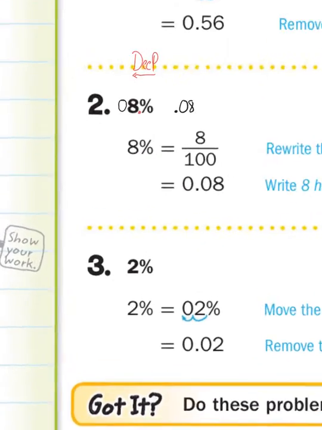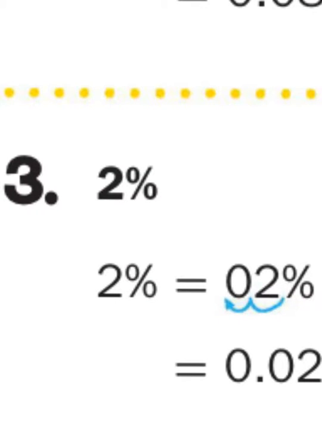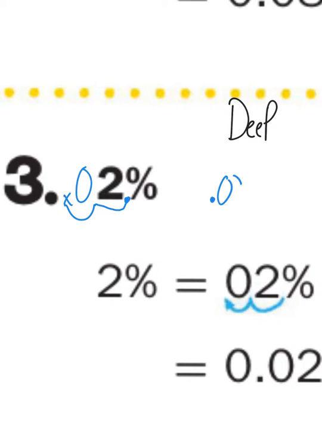Okay, and then I'll show you one more. Example 3, 2%. Remember DEEP. Also remember the decimal starts at the end of a whole number, and we're going to go twice to the left. Don't forget to add your 0. And it's going to become 0.02 or 2 hundredths.